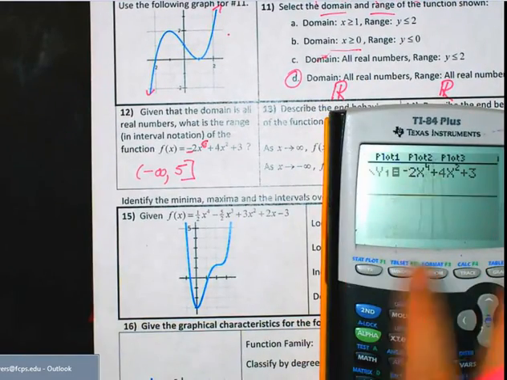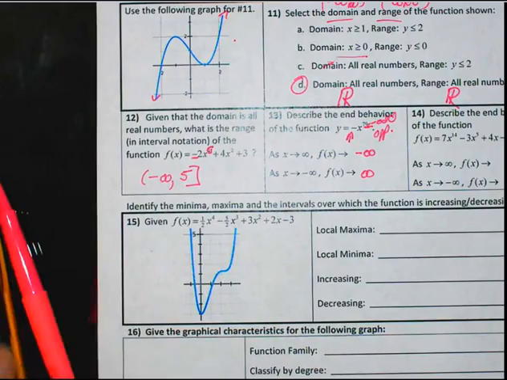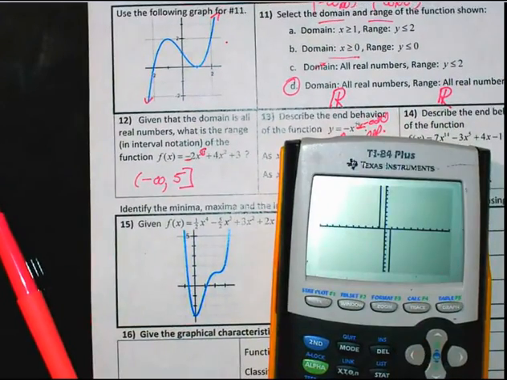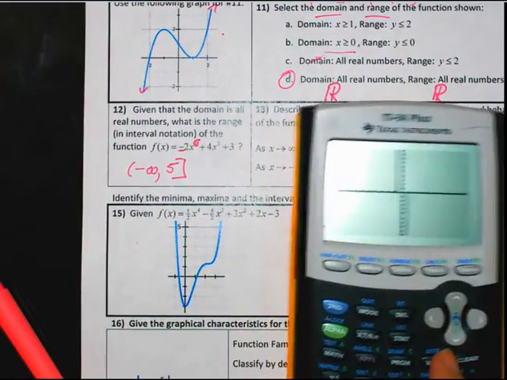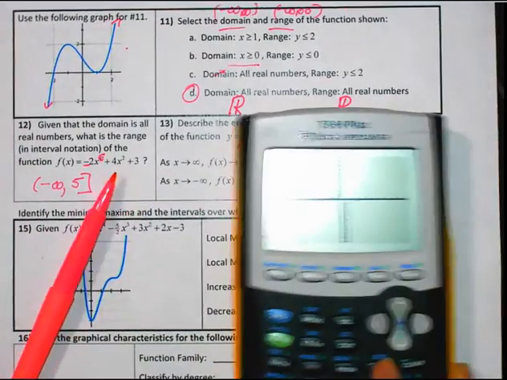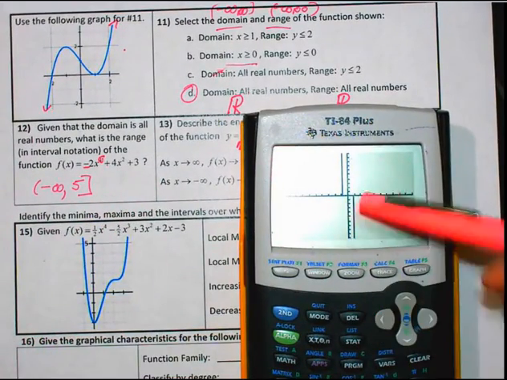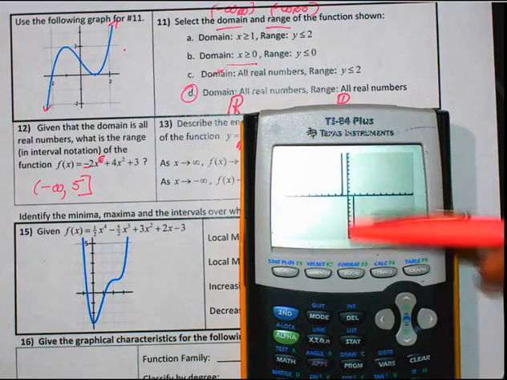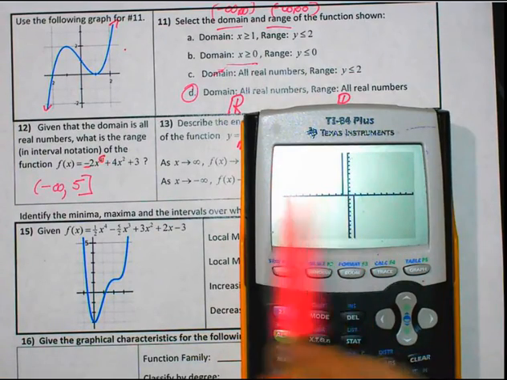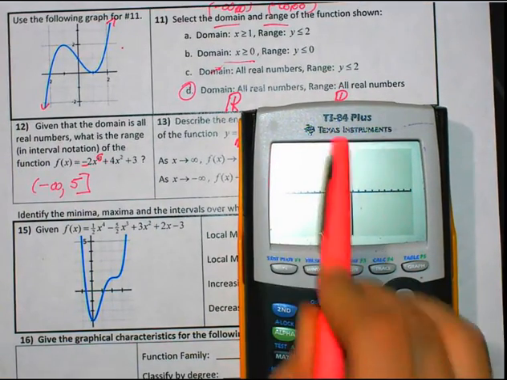You can double check that in your calculator. The calculator doesn't really like that very much, and it looks pretty funny, but you can get the point here that as x approaches positive infinity, notice the line here is going down, it's going to negative infinity. As x approaches negative infinity, it's moving up, so f of x approaches positive infinity.